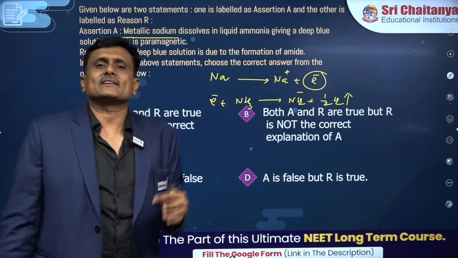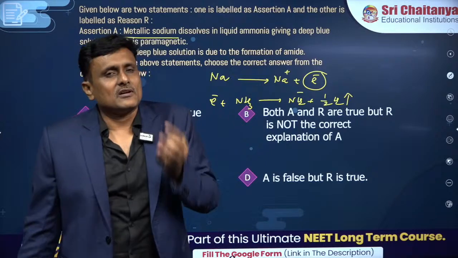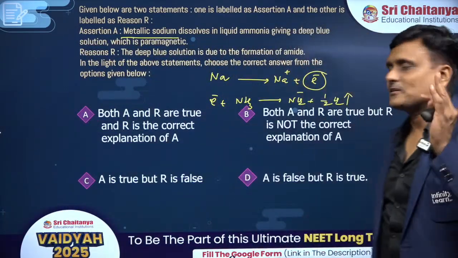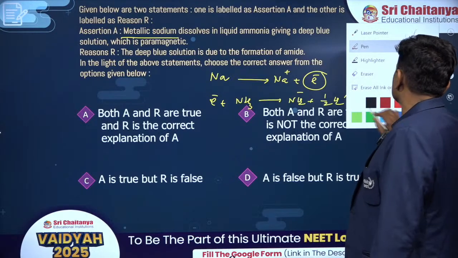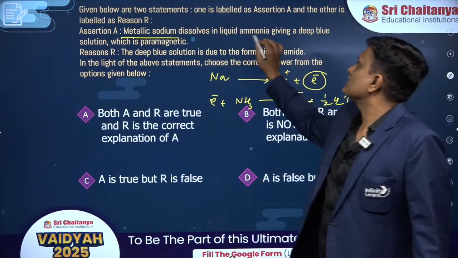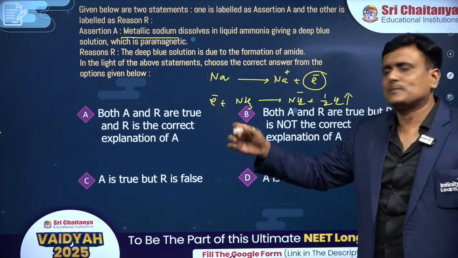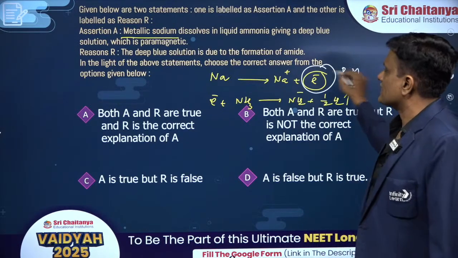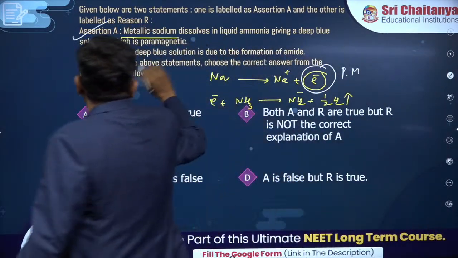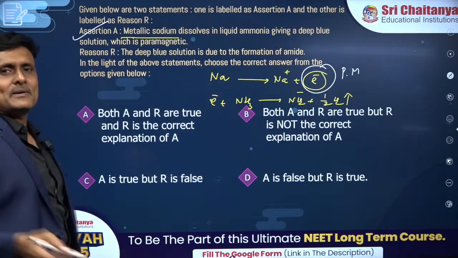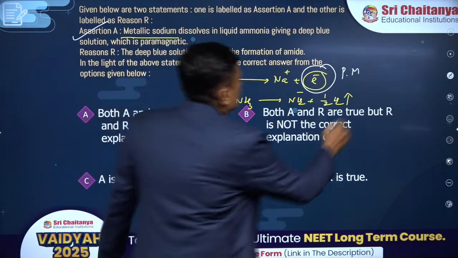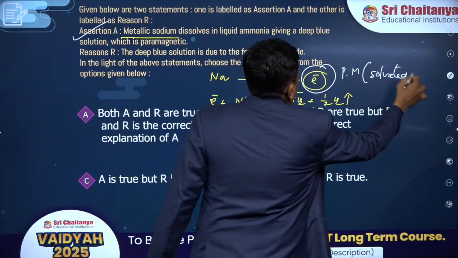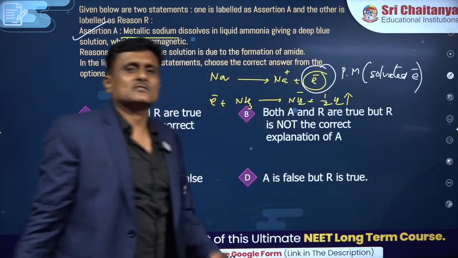There is nothing wrong in saying that amide is formed, but it is wrong to say that amide is responsible for the color of this substance. You guys can look at here, metallic sodium in liquid ammonia giving a deep blue, which is paramagnetic obviously because free electrons are paramagnetic. Correct, isn't it? But saying the deep blue color is due to the formation of amide is wrong. It is due to the solvated electrons. All properties are due to what? Solvated electrons. People wonder, sir, what are solvated electrons?